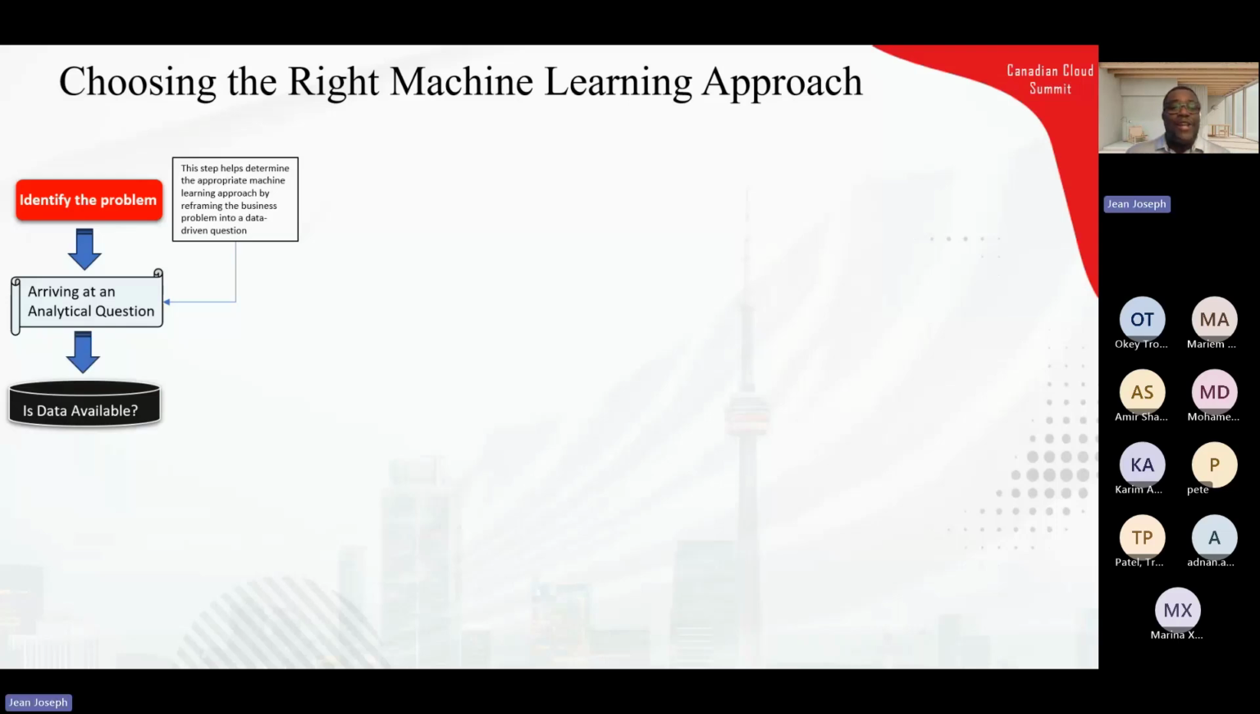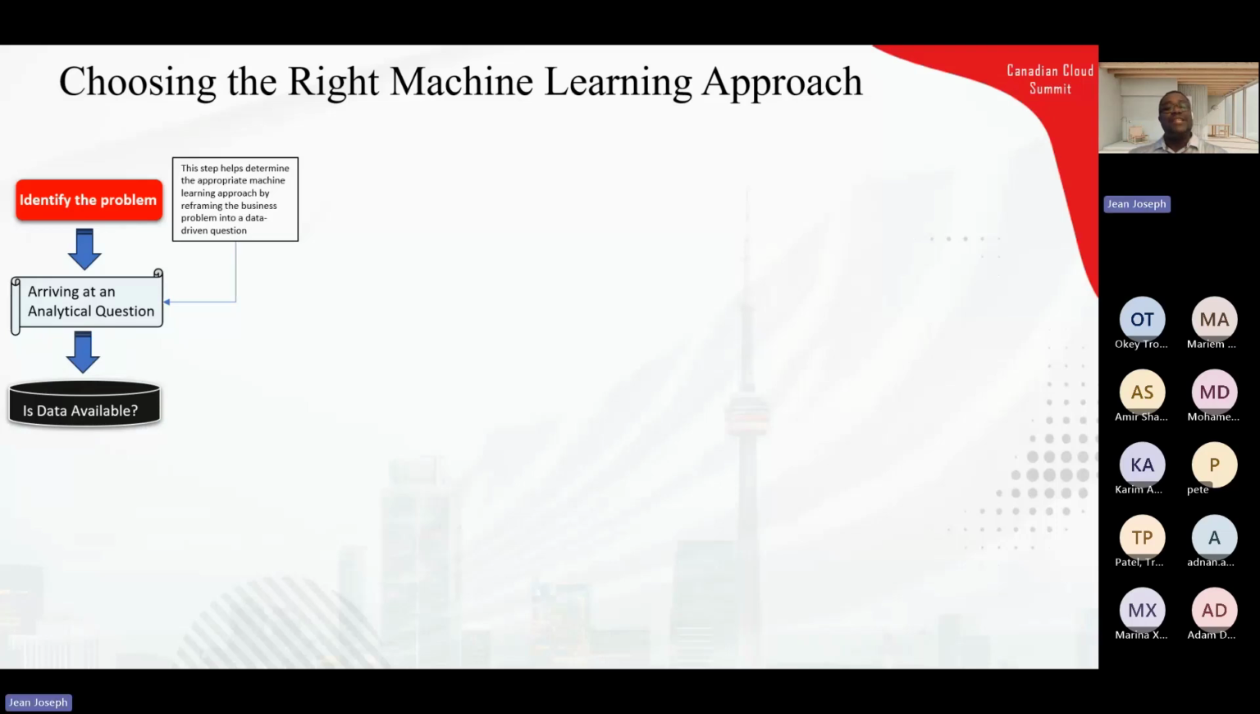Is the data available? Understanding the data needed to answer your analytical question is a crucial step in the project kickoff in the context of machine learning. This means identifying what type of data is required, whether the current data is sufficient, or whether we need additional data to be acquired. All these questions have to be answered, right?